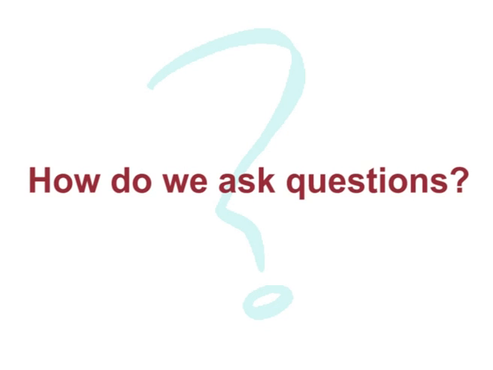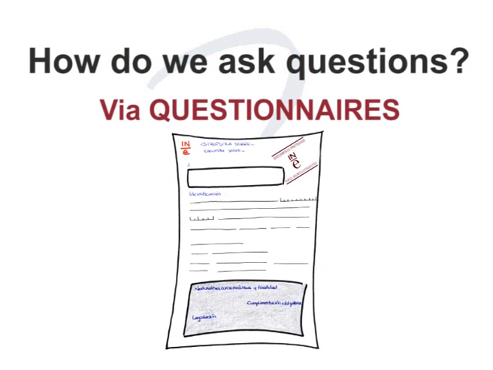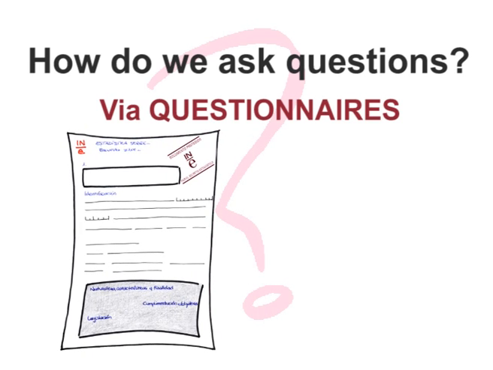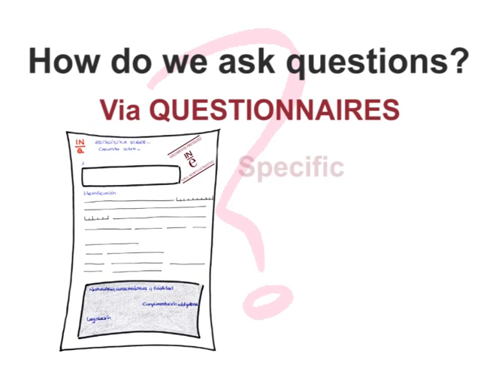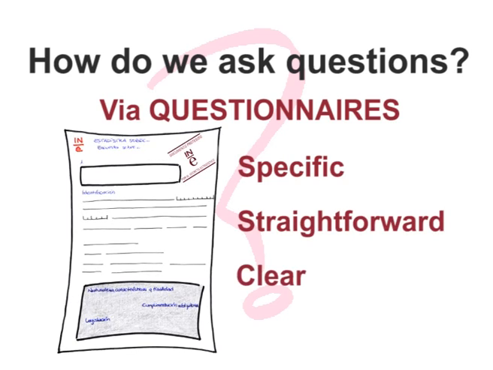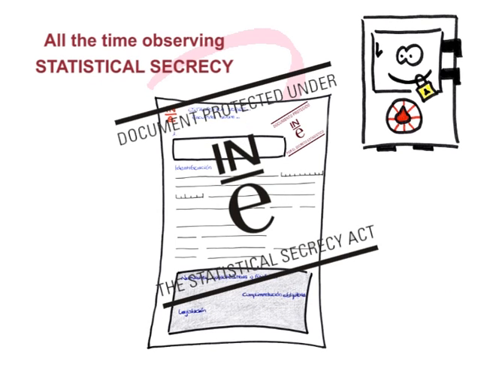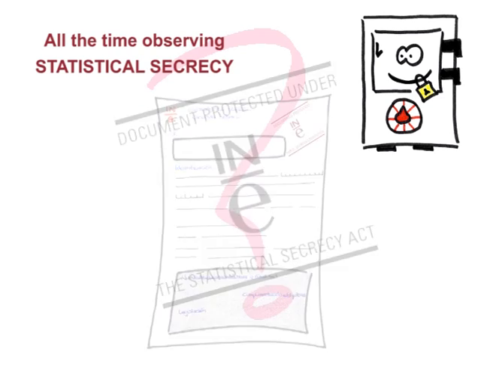How do we ask questions? We do so via questionnaires, and it is of paramount importance that these are well designed. Questions should be specific, easy to understand and clear, so that they are understood correctly, all the time observing statistical secrecy, which protects the confidentiality of responding data.